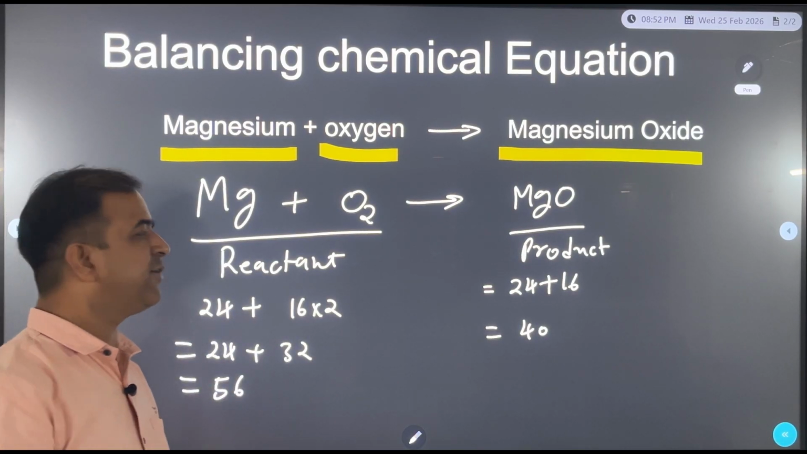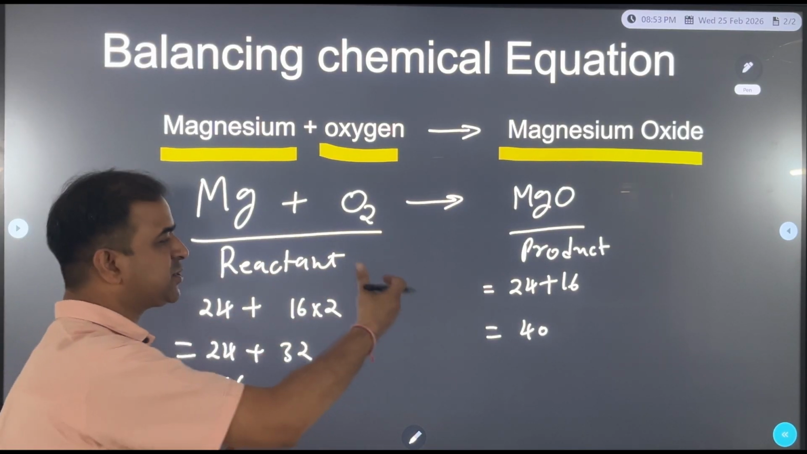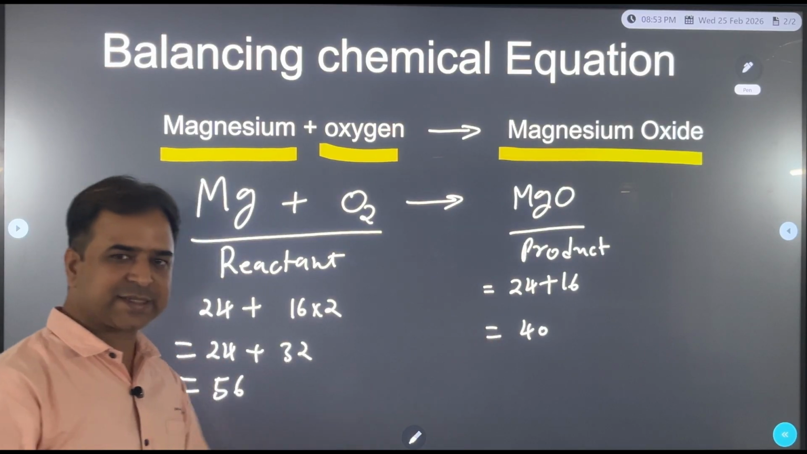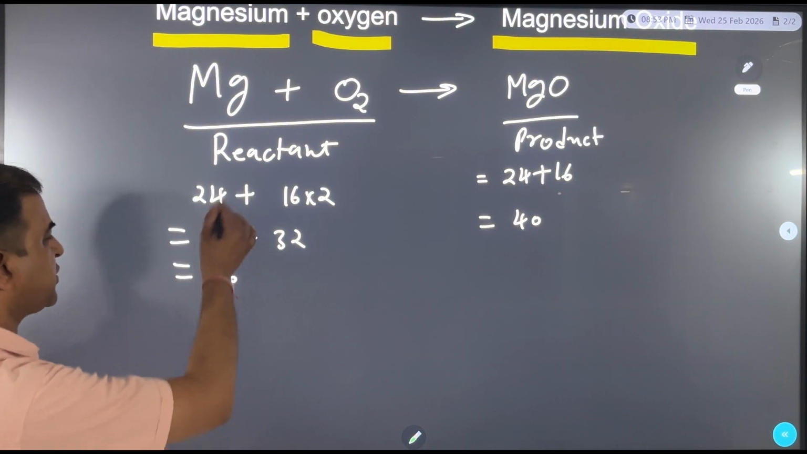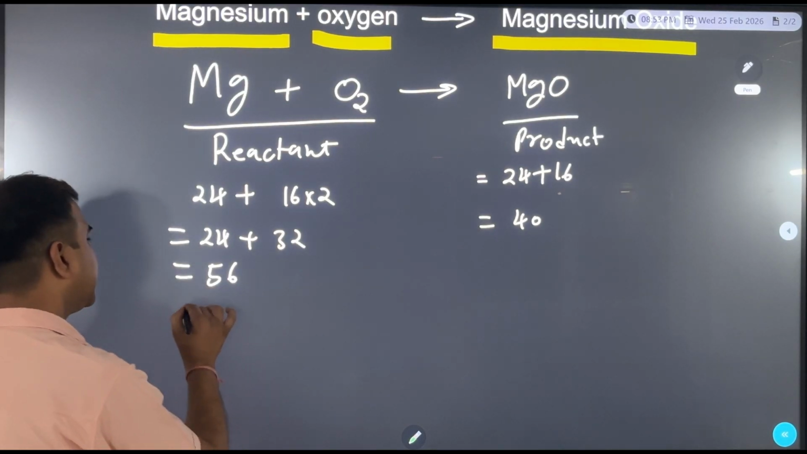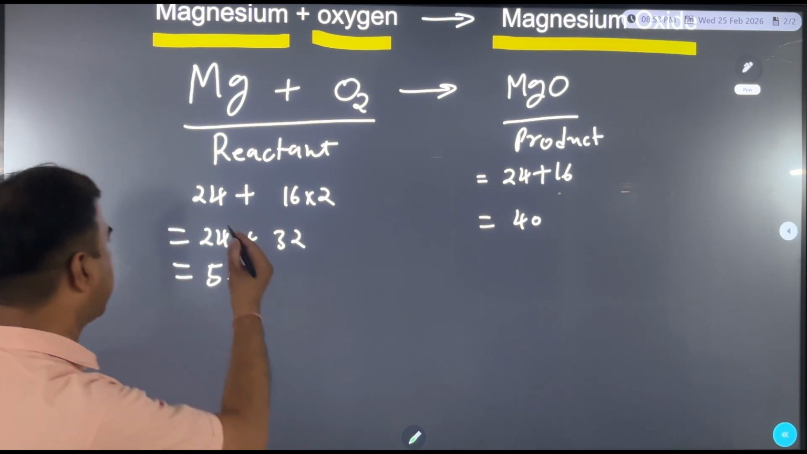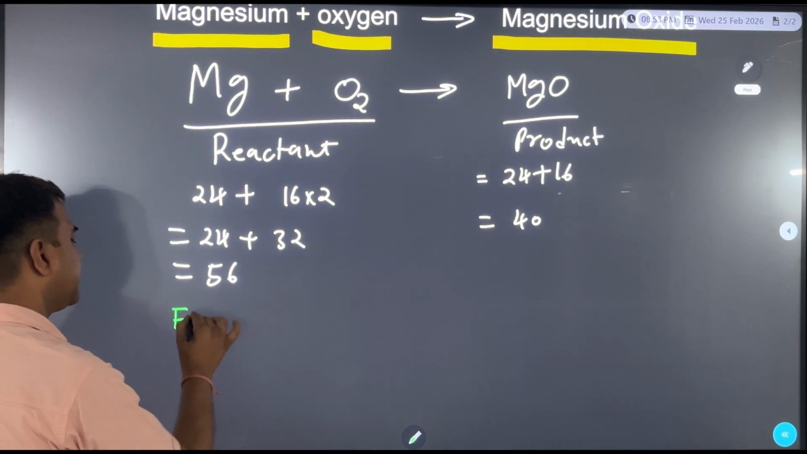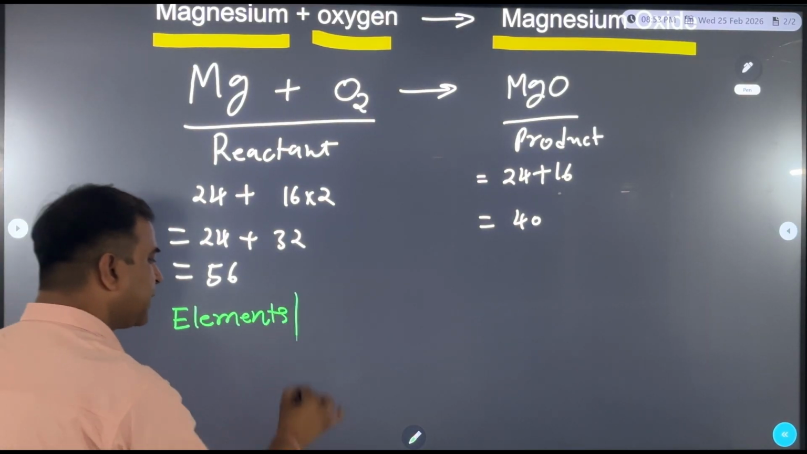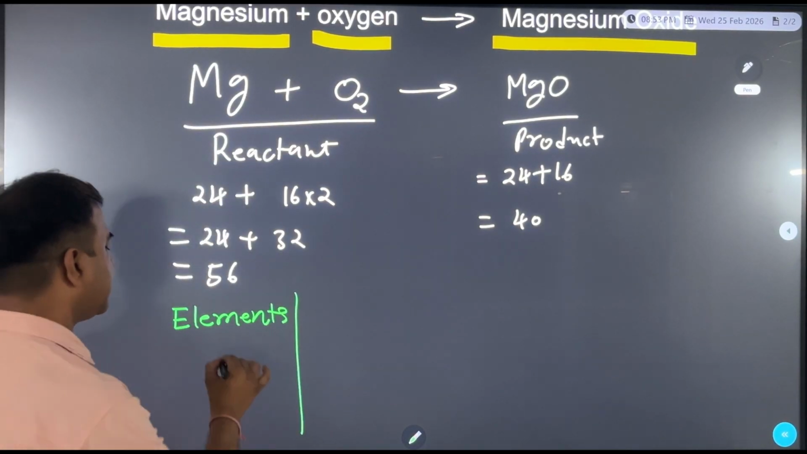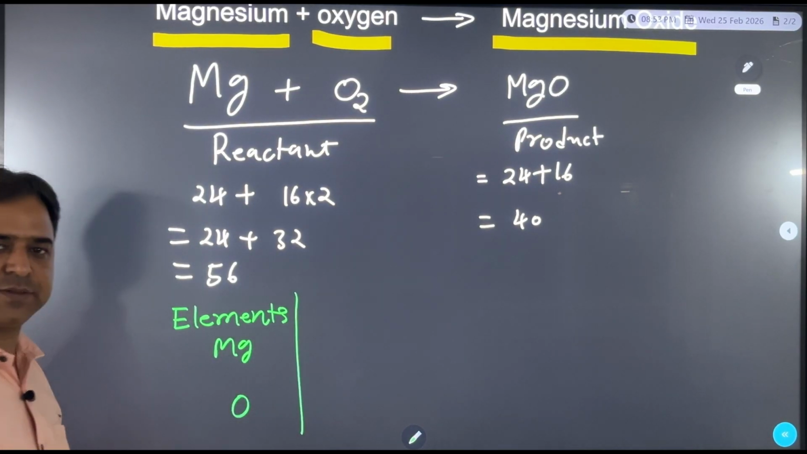Okay, that is why we have to balance it, because whatever amount you are using, that same should come in product side. Now see how we can balance this chemical equation. For this, first you write down what elements are involved in that. So here which elements are there? You will say magnesium and oxygen.